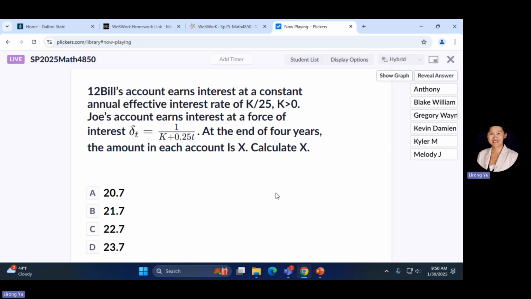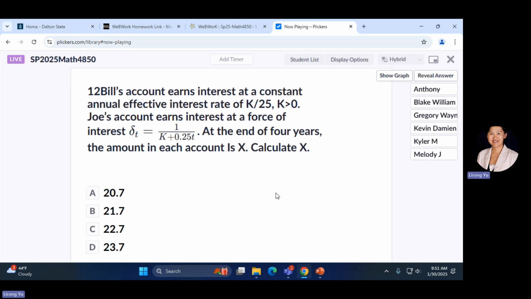The annual effective interest rate is K over 12. So I'm guessing the 4-year value should be 1 plus K over 12 to the power 4. It's a 4-year interest, with a constant annual effective interest rate, or compound interest. All right, so let's see how it's being calculated. I was trying to delay the integration process.